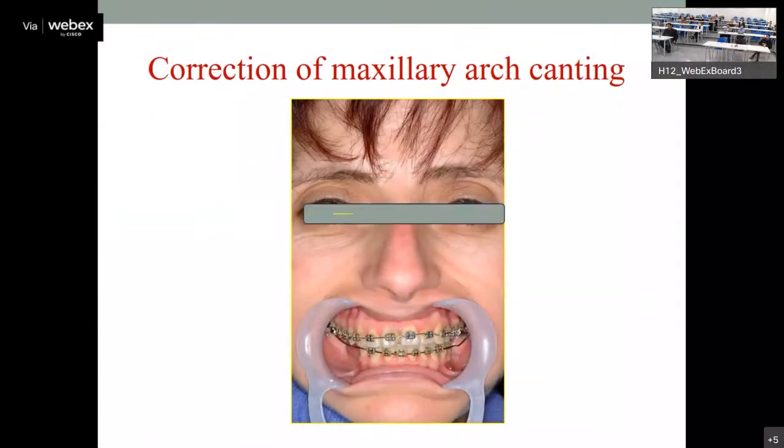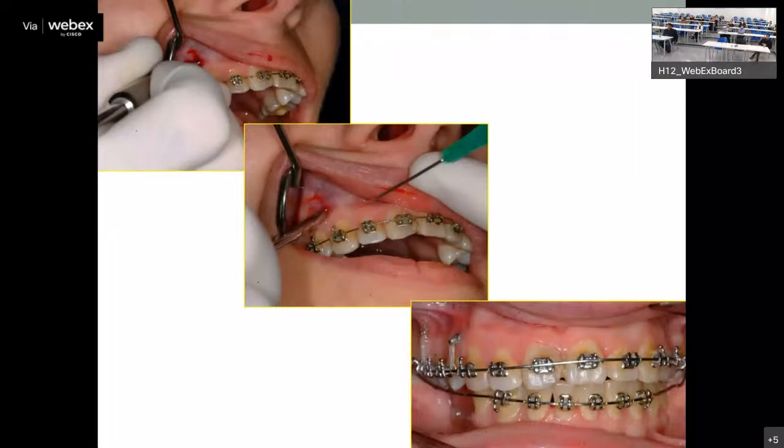Correction of maxillary arch canting. Sometimes a patient comes to you with a canted maxillary arch. Usually this is a surgical case. You need to do maxillary surgery to cut a wedge from one side and then impact it to correct the canting. But with the introduction of temporary anchorage devices, you can correct the canting with microscrews or with miniplates, if you remember. So here the plan was to intrude the canted side by using miniscrews.